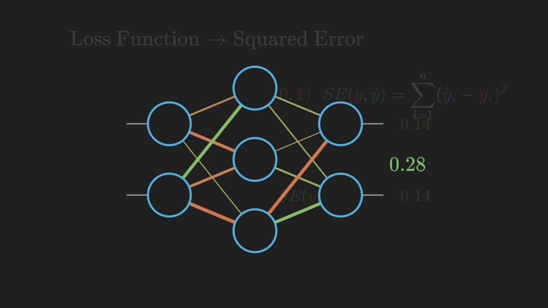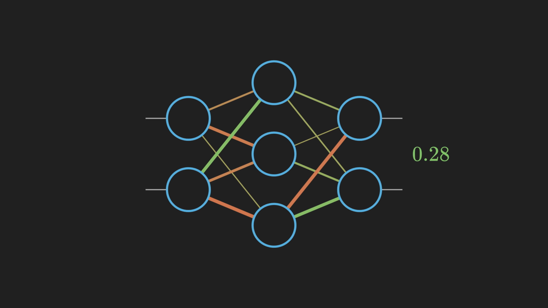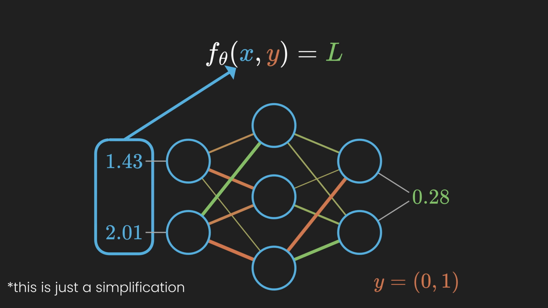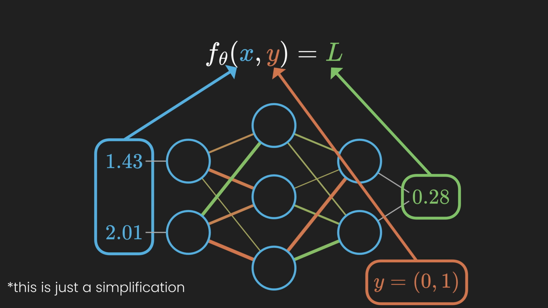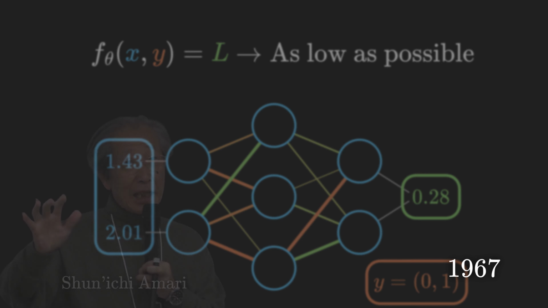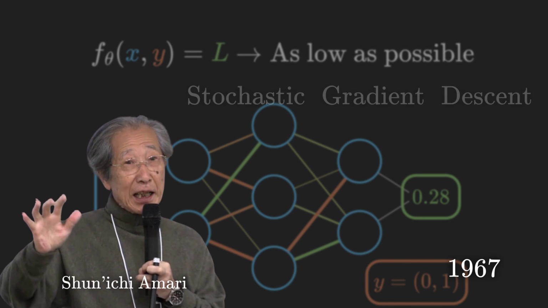Now, if you think about it, a neural network is nothing more than a mathematical function that for any given input produces a loss as an output. So we can imagine collapsing the entire network into a single expression, f_theta(x, y) = L, where x is our input, y is the expected value or ground truth, and L is the associated loss. Our goal is to make this error as close to 0 as possible for any given input, because if we get loss 0, it means that we got the right answer. Back in 1967, Shun'ichi Amari proposed doing this with a method called stochastic gradient descent.